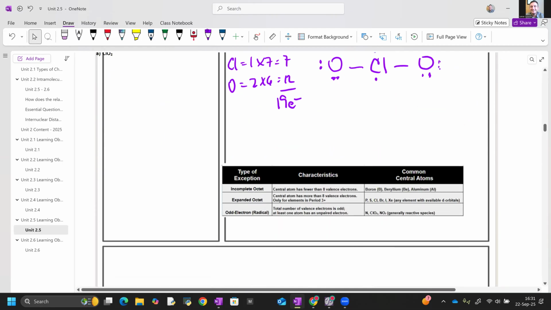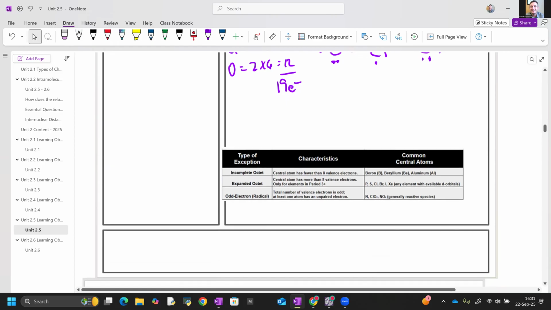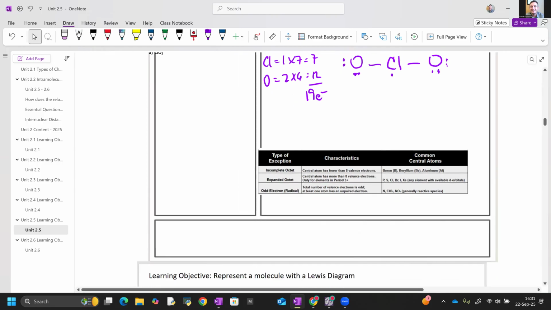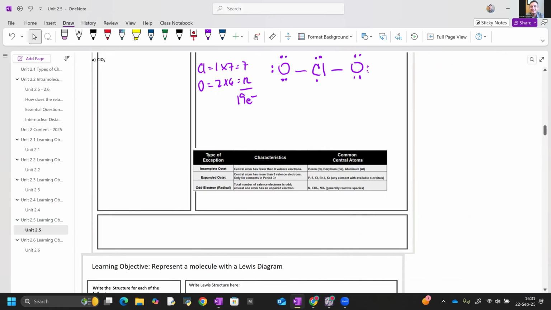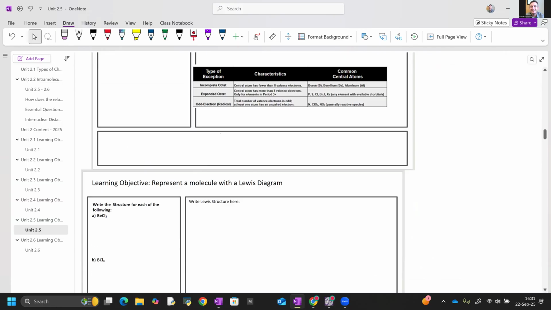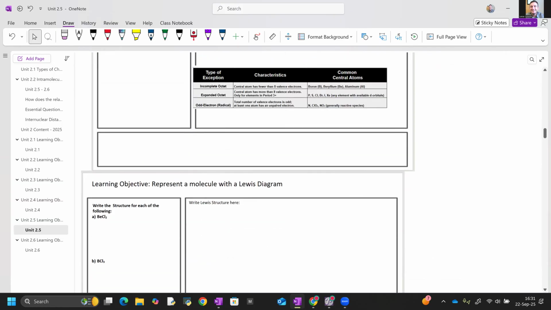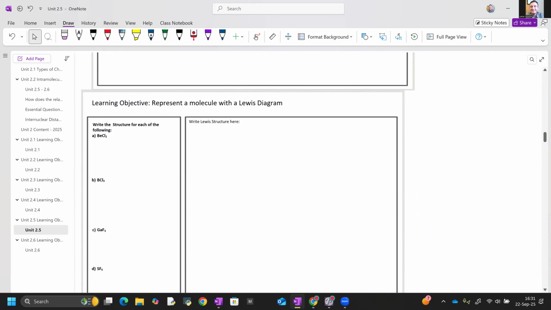All right, and just to review, we have types of bonds. We have incomplete octets, expanded octets, and then odd electron species. And there are some common central atoms that you see with that. All right, now moving on, we're going to see that I have some examples here.